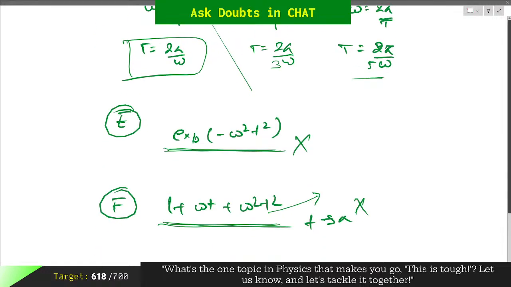Now the next option is not periodic at all because it is an exponential function. It increases monotonically, so we can't say that it is periodic at all. And the last option also increases with time, so we can't say that it is a periodic motion at all. Now let's move to the next question.